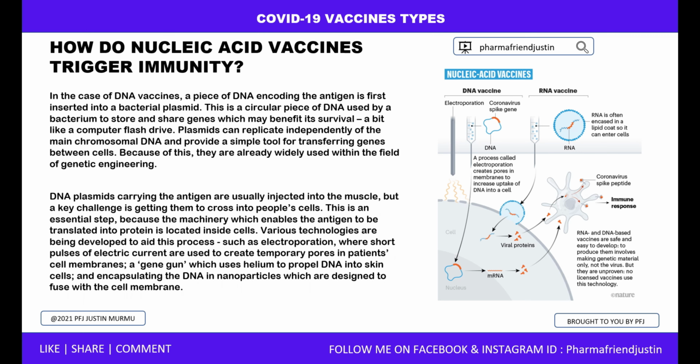DNA plasmids carrying the antigen are usually injected into the muscle, but a key challenge is getting them across into people's cells. This is an essential step because the machinery which enables the antigen to be translated into protein is located inside the cells. Various technologies are being developed to aid this process, such as electroporation, where short pulses of electric current are used to create temporary pores in patients' cell membranes, gene gun, which uses helium to propel DNA into the skin cells, and encapsulating the DNA in nanoparticles which are designed to fuse with the cell membrane.